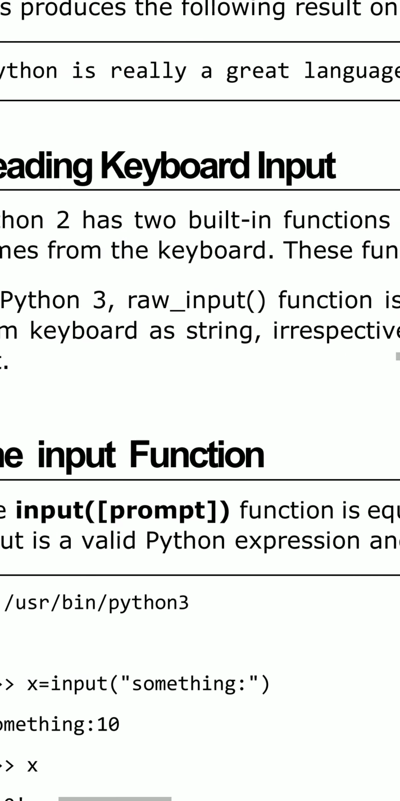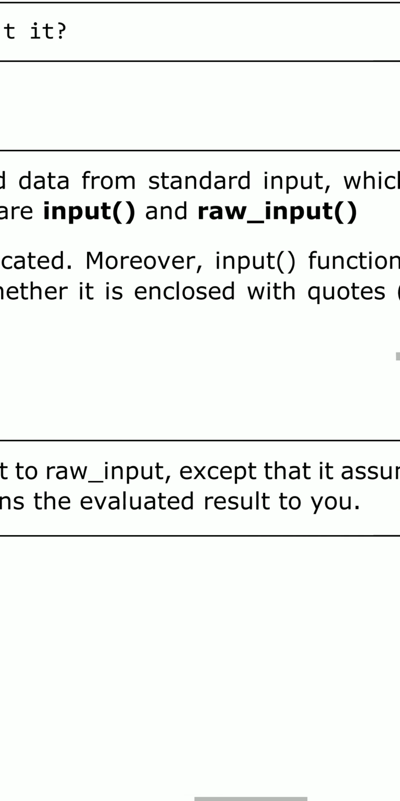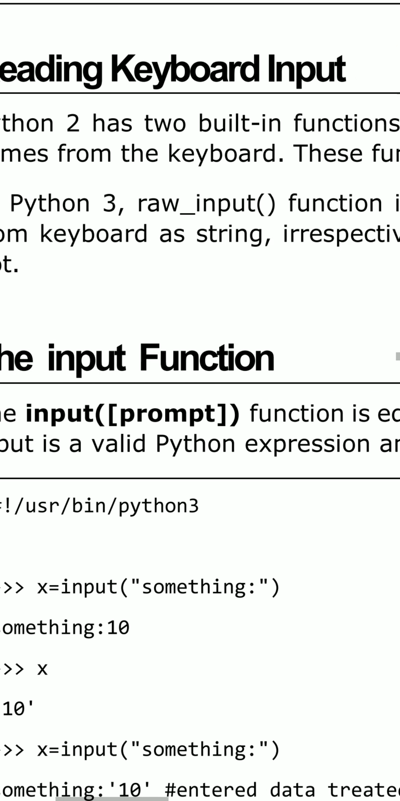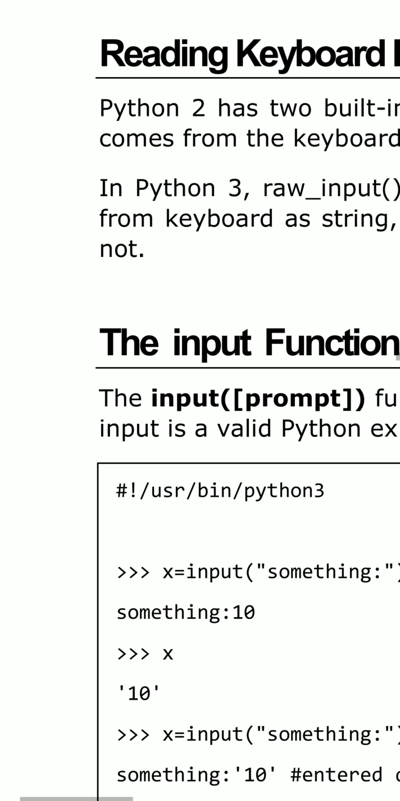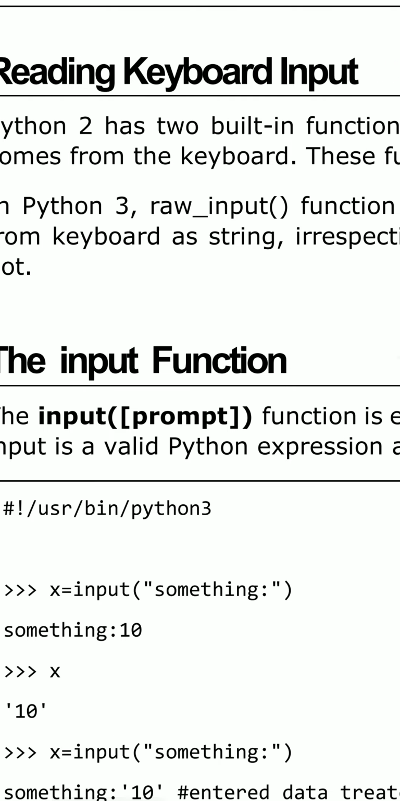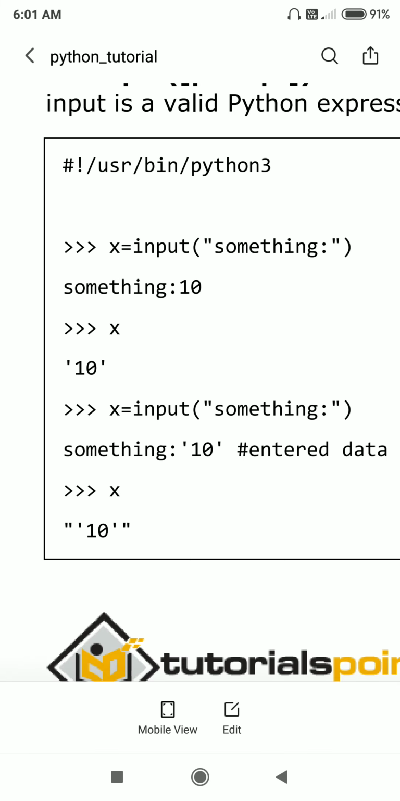Next is reading. How can we read a value from the keyboard? Python has two built-in functions to read data from the keyboard. The first is the input method, and the second is the raw_input method. By using these two methods, it can read the input from the keyboard. Next is the input function.